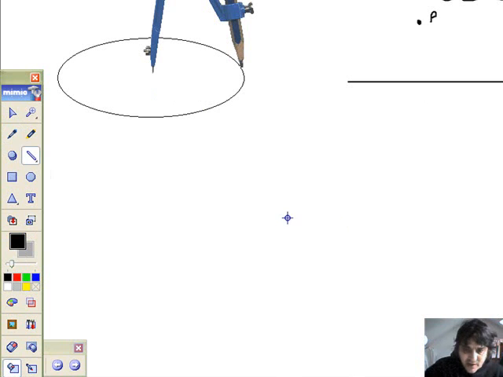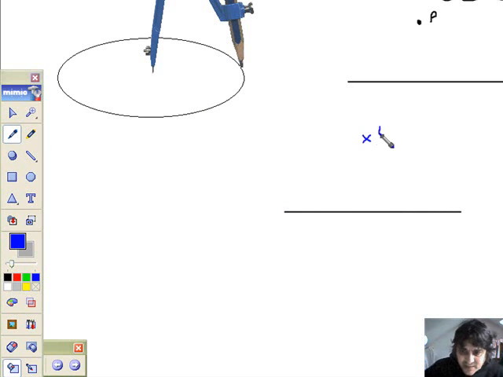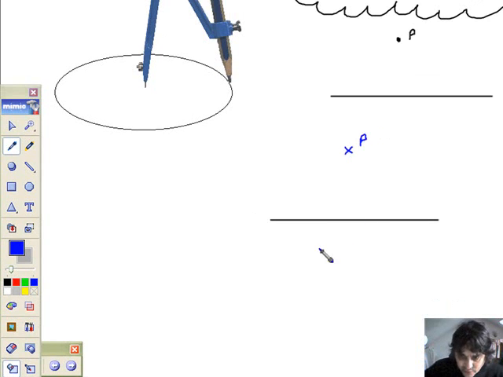Let's establish a line like so. Okay, a line, for some random length. I've got a point P, so I'm going to put it there. There's my point P.